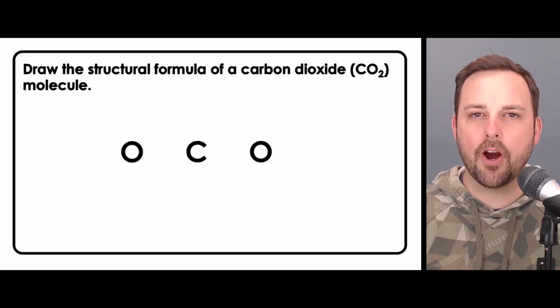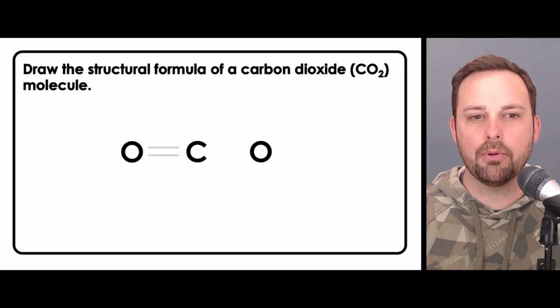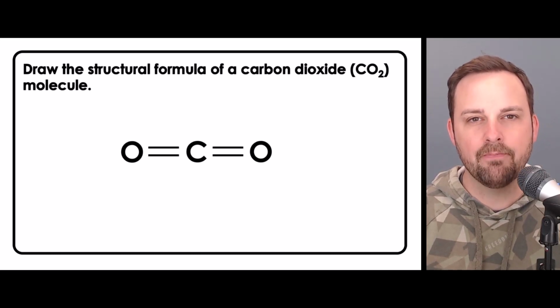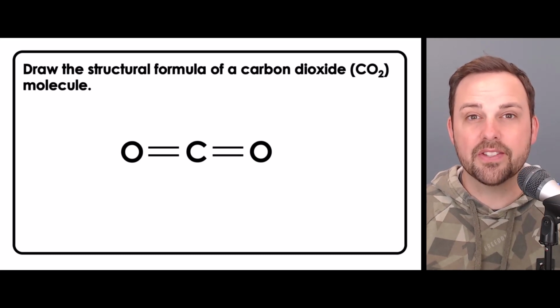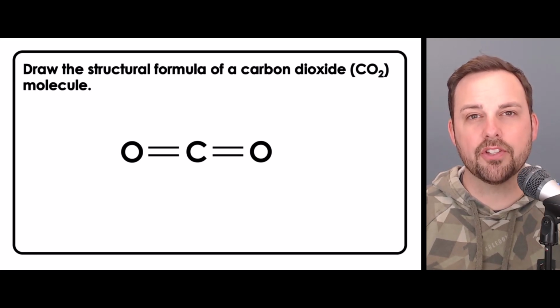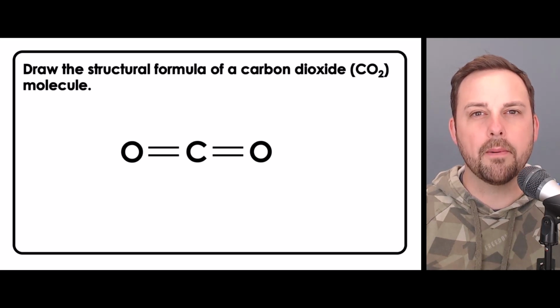The thing that makes carbon dioxide different is these are not single bonds, these are double bonds. So we need to draw two lines on each side indicating that these oxygen atoms are connected to the carbon atom by double bonds. And that's all there is to it. This is a very simple way of drawing the structural formula for molecules.